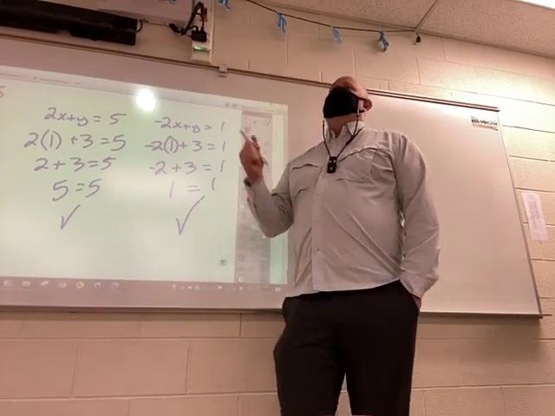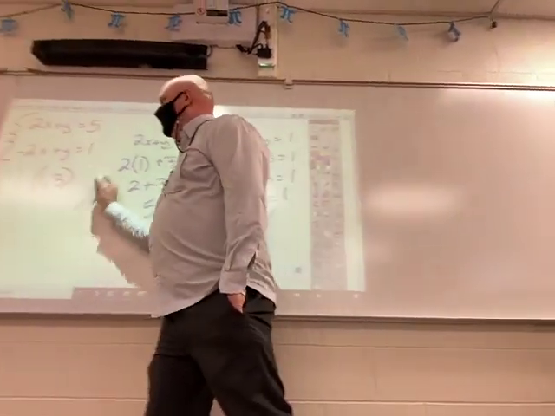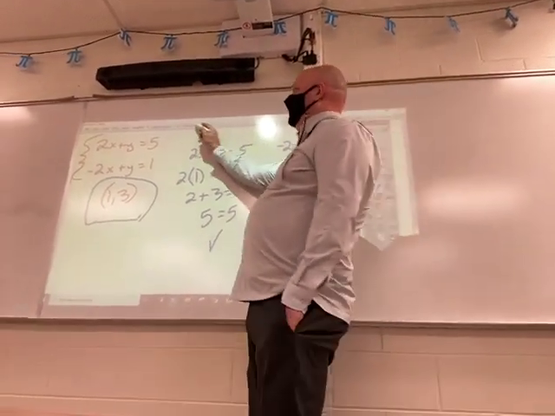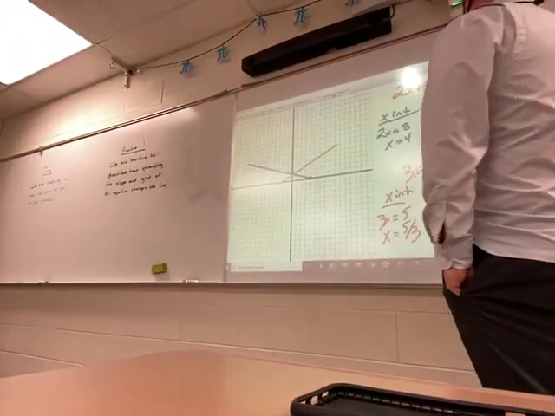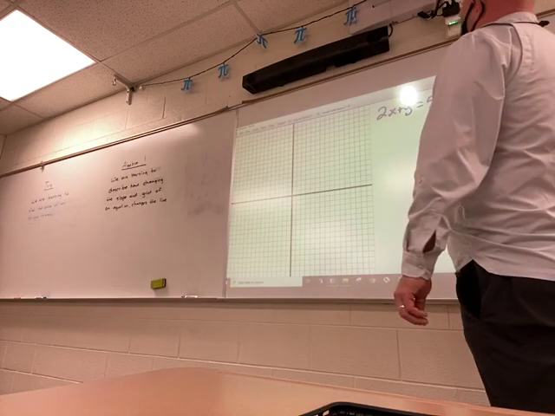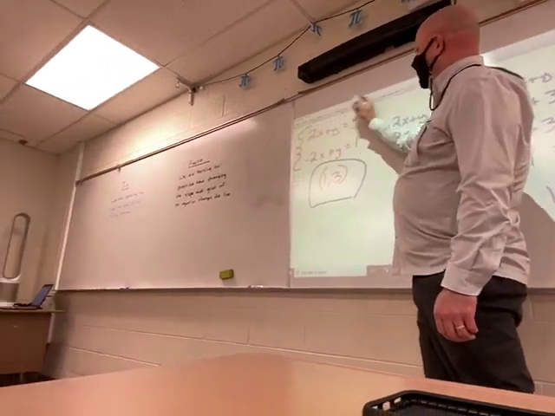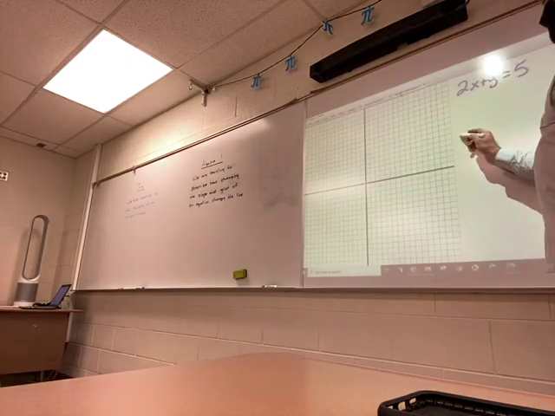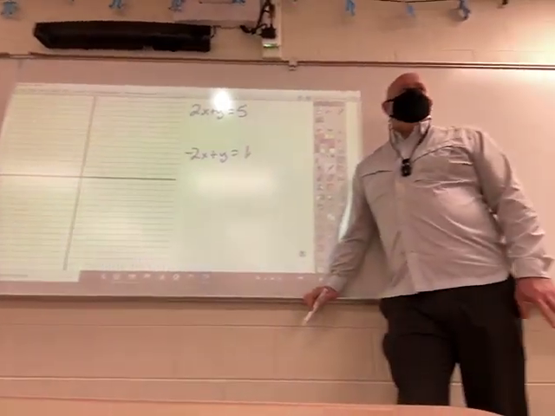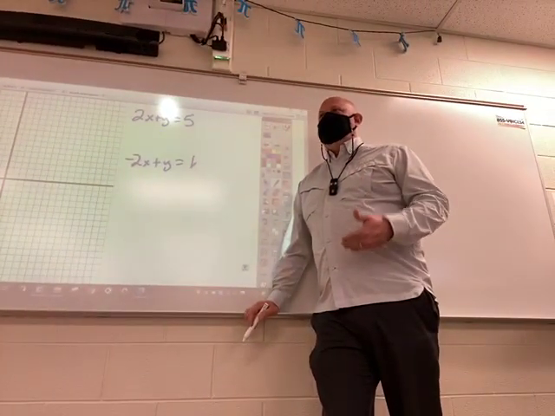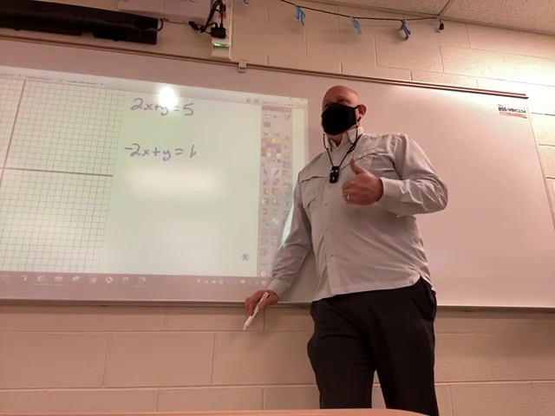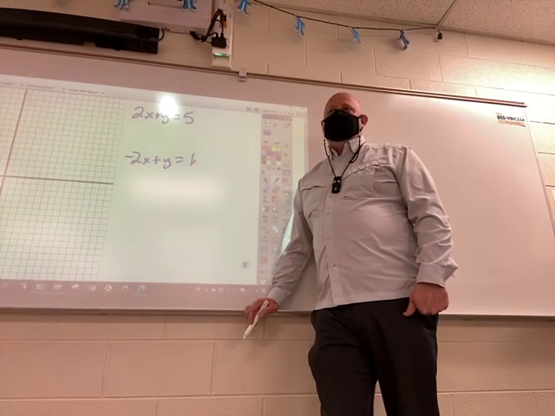Now, you're not going to be always given this answer. Let's say this was a problem that we had to do from the start, where it's 2x plus y equals 5 and negative 2x plus y equals 1. Let's say this was a problem that we did not have the solution to, and we had to solve this from the start. One method, and this is the first method we're going to use, is solve by graphing.